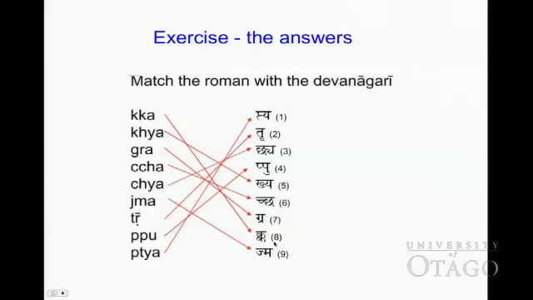Kaka, go to number 8. Kaya to number 5. Kra, go to number 7. Chacha, number 6. Jaya, number 3. Jama, number 1. Papu, number 4. Pattaya, number 1. Okay, this is the answer. How many marks do you get?